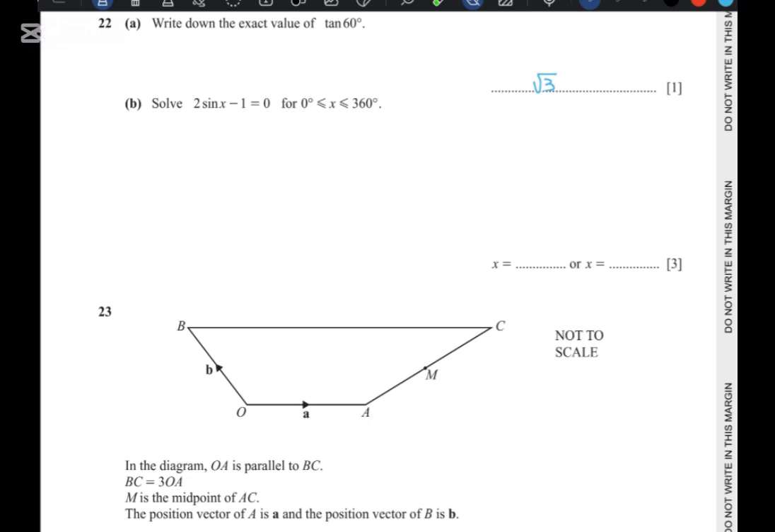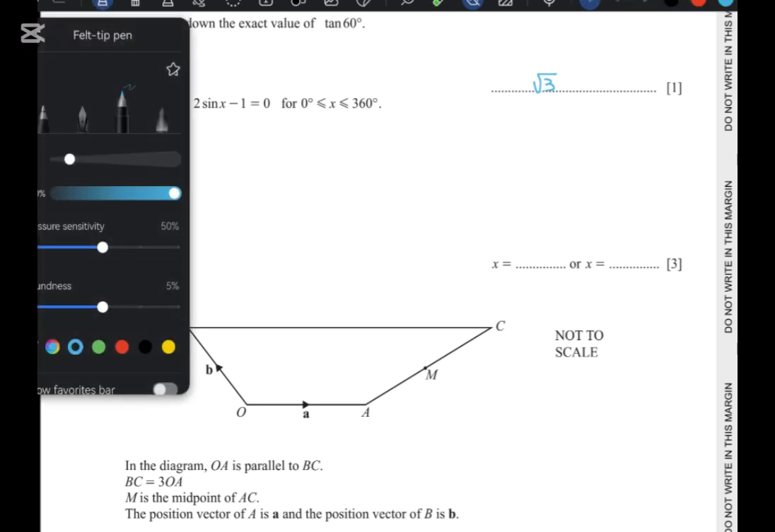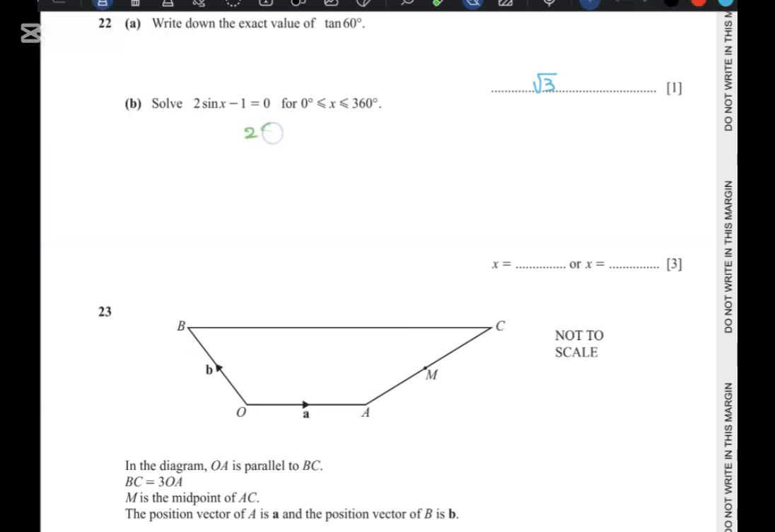Solve 2 sin x minus 1 is equal to 0 for 0 less than or equal to x less than or equal to 360. Solve it. Now you have an equation here, 2 sin x minus 1 is equal to 0. Keeping 2 sin x on the left hand side, you bring minus 1 to the right hand side, it becomes plus 1. Then keeping sin x on the left hand side, you bring 2 to the right hand side, so 1 divided by 2. That means the value of x will be sine inverse of 1 by 2.